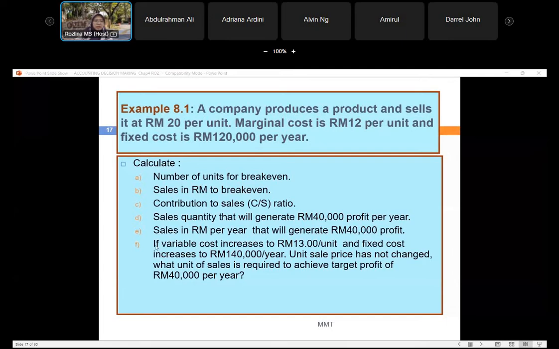And then, case study: if variable cost increases to 30 ringgit per unit, and fixed cost increases to 140,000 per year, and the unit sales price has not changed, what unit of sales is required to achieve target profit of 40,000 per year? Now we want to answer from A to F by using this information.